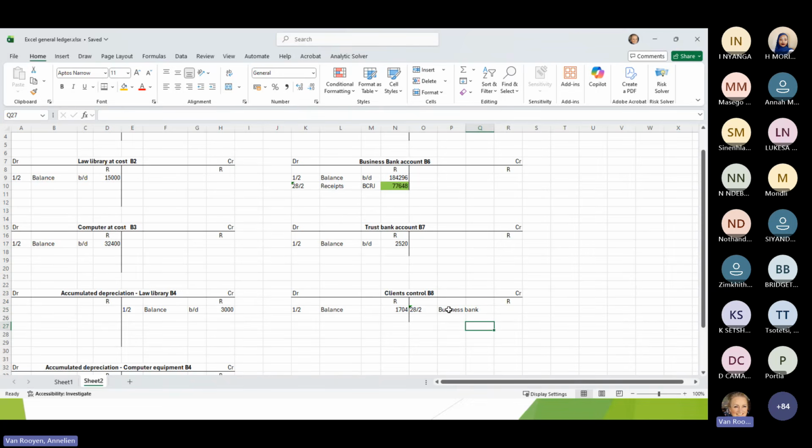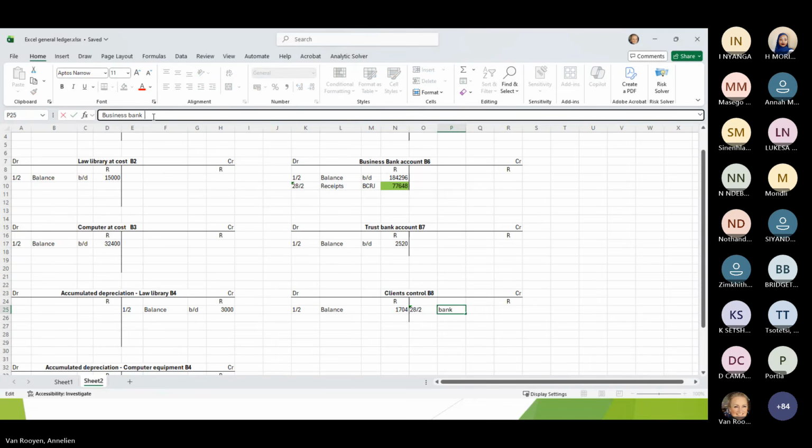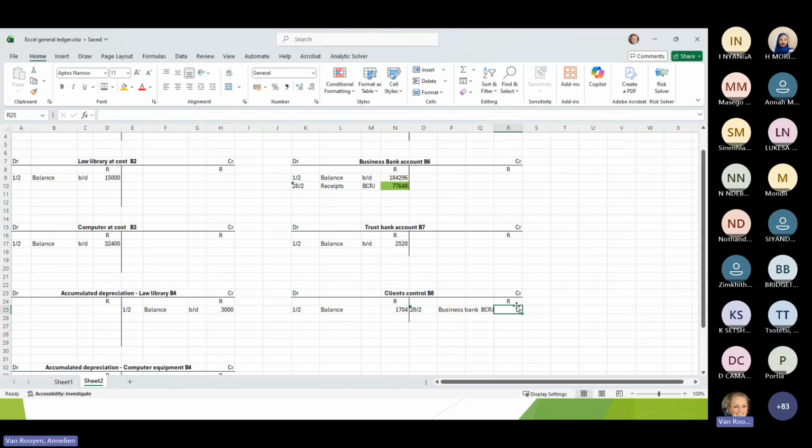Yes. Business bank. Sorry, I think I don't have enough space here. Business cash receipts journal. And the same amount, 76248.